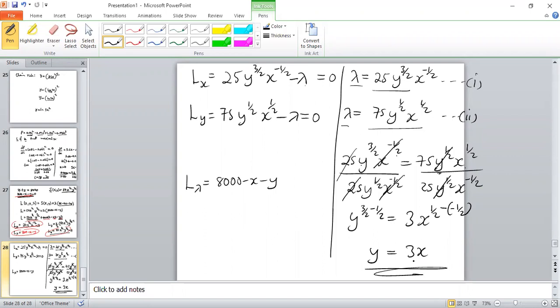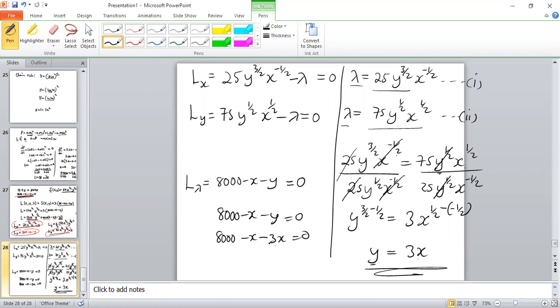Are we happy, guys? You should be happy. You equate this other one to 0. So substitute. What you have is 8,000 minus x minus y equals 0. Where there is y, put 3x. So that will be 8,000 minus x minus 3x equals 0.